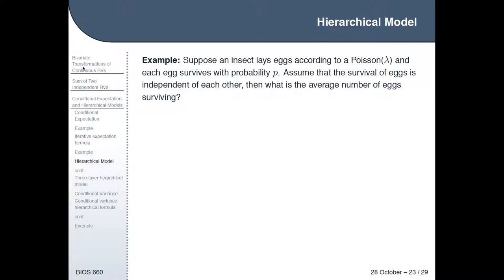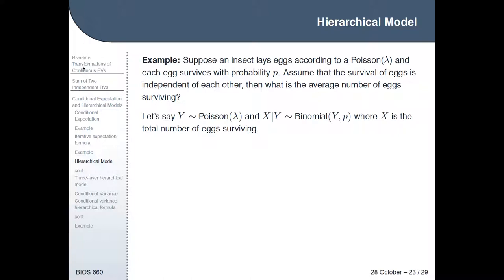Here's an example of a hierarchical model where this sort of thing comes in handy. My understanding is the more complicated versions of this approach are often used for Bayesian modeling and things like that. Say that you have an insect and the number of eggs that the insect lays has a Poisson distribution, and the probability that a given egg survives is p. We'll also assume the survival of eggs is independent of one another. So what's the average number of eggs that survive?